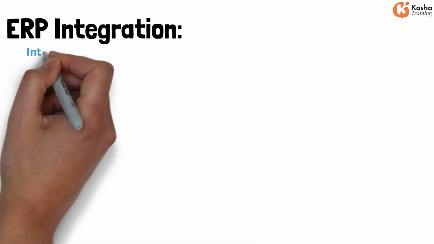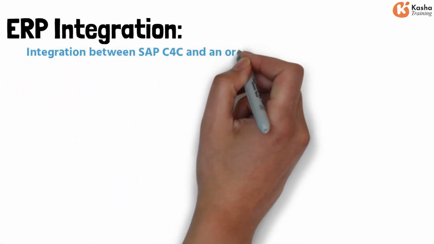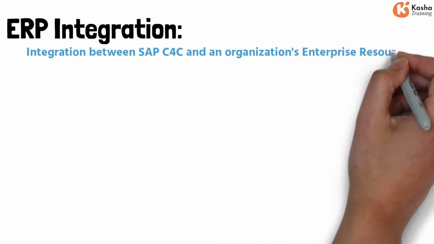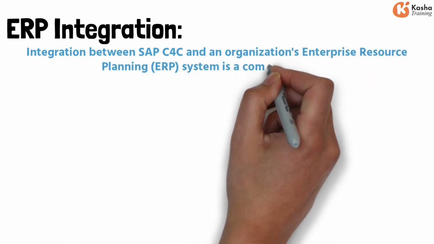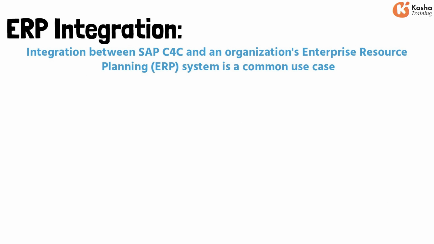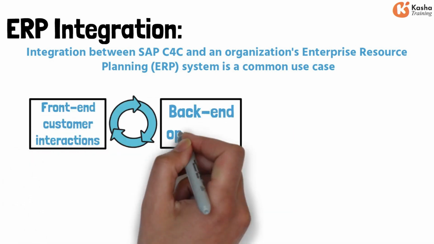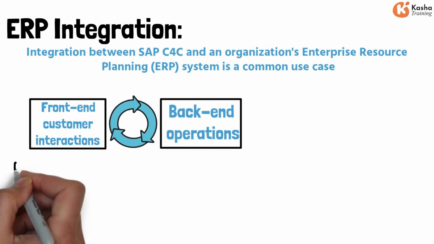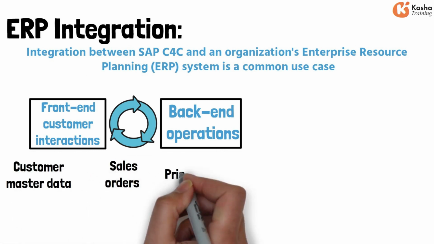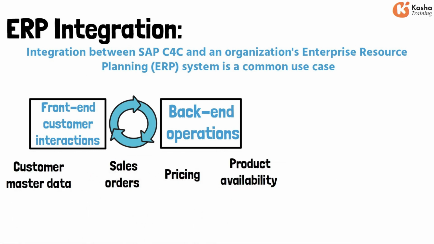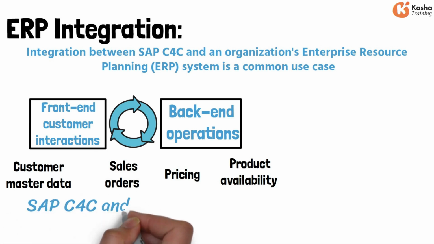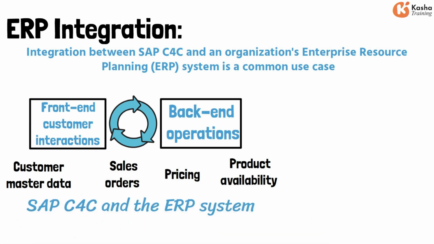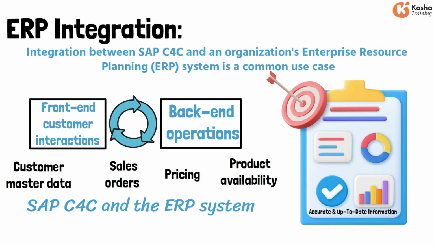ERP Integration. Integration between SAP C4C and an organization's enterprise resource planning (ERP) system is a common use case. This integration ensures seamless data flow between front-end customer interactions and back-end operations. Key data such as customer master data, sales orders, pricing, and product availability can be synchronized between SAP C4C and the ERP system, enabling accurate and up-to-date information for both sales and operations teams.